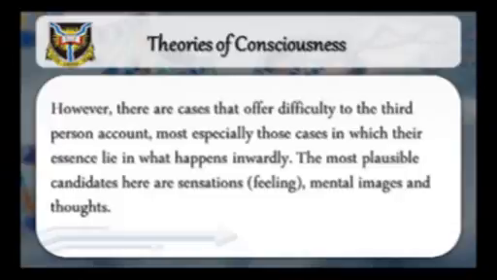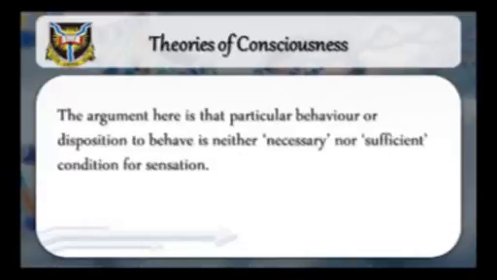However, such an analysis leaves out just the essential feature, the sharp, highly unpleasant sensation, so forcibly there in the forefront of consciousness. Surely, it is the inner sensation which is the immediate cause of the outward behavior of grimacing and limping about. But this inner cause is left out in the third-person account. The argument here is that particular behavior or disposition to behave is neither a necessary nor a sufficient condition for sensation.